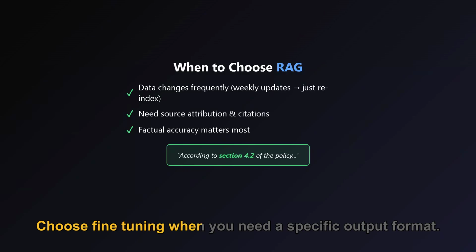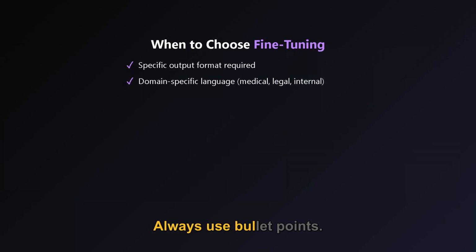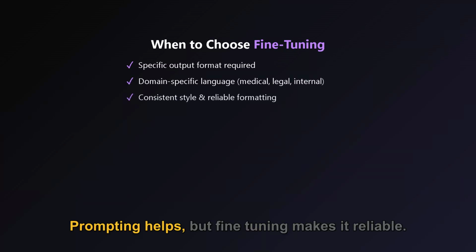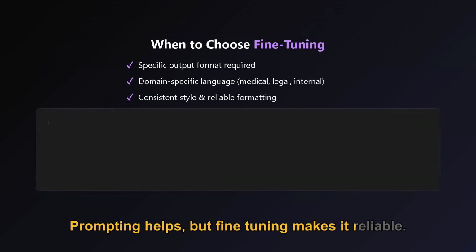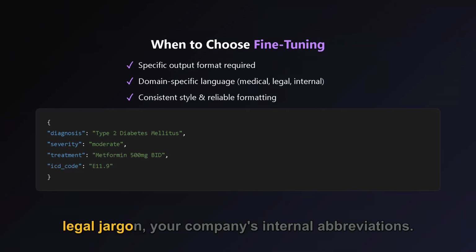Choose fine-tuning when you need a specific output format. Always respond in JSON with exactly these fields. Always use bullet points. Prompting helps, but fine-tuning makes it reliable. Also choose it for domain-specific language, medical terms, legal jargon, your company's internal abbreviations.